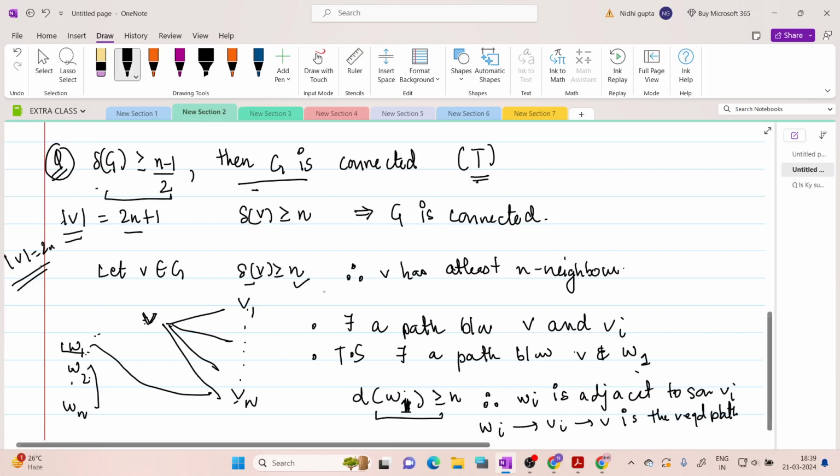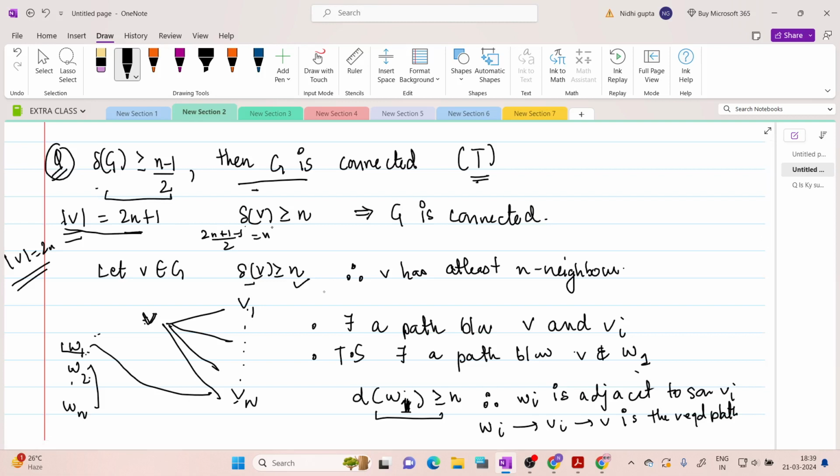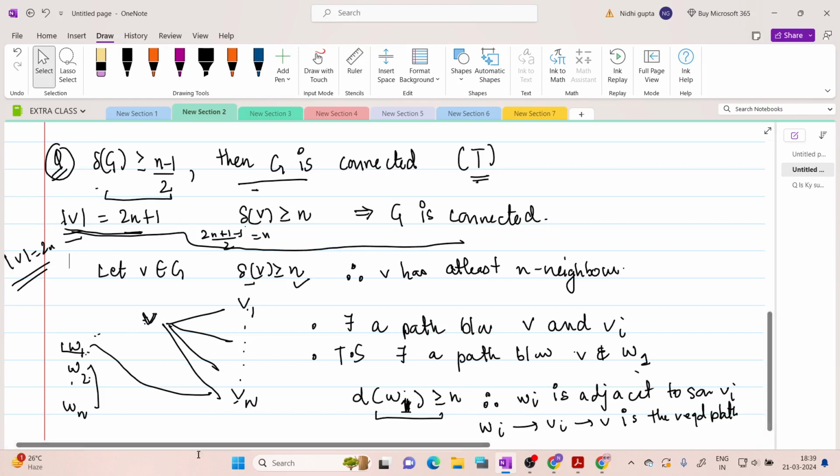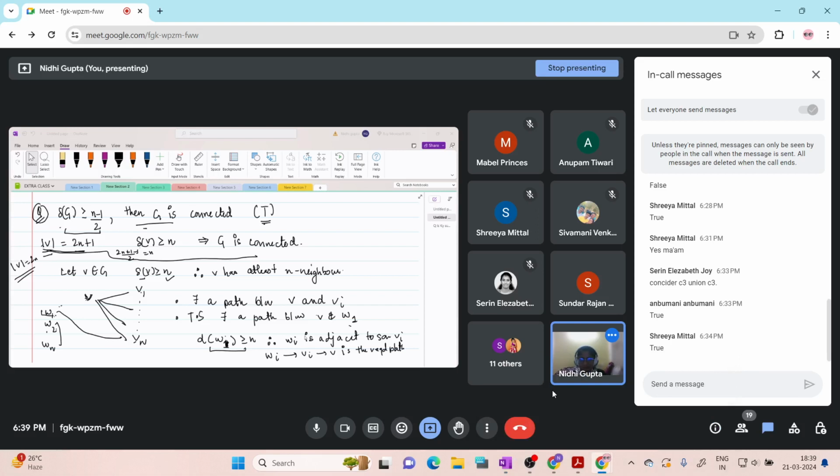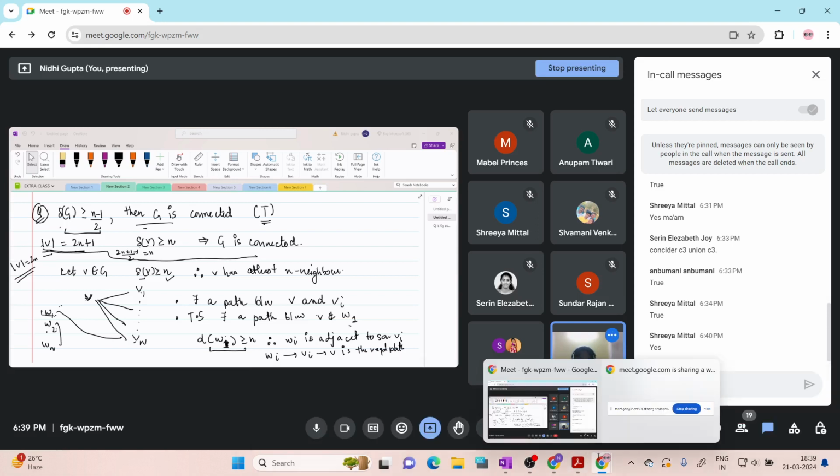Yes, because I am taking the order of the graph as 2n plus 1. So the minimum degree is (2n plus 1 minus 1) by 2, which is n. Right? So I am taking the odd case first, and I am saying that the even case can be similarly proved. So for the odd case, is it clear? Is it clear to everyone? Okay.